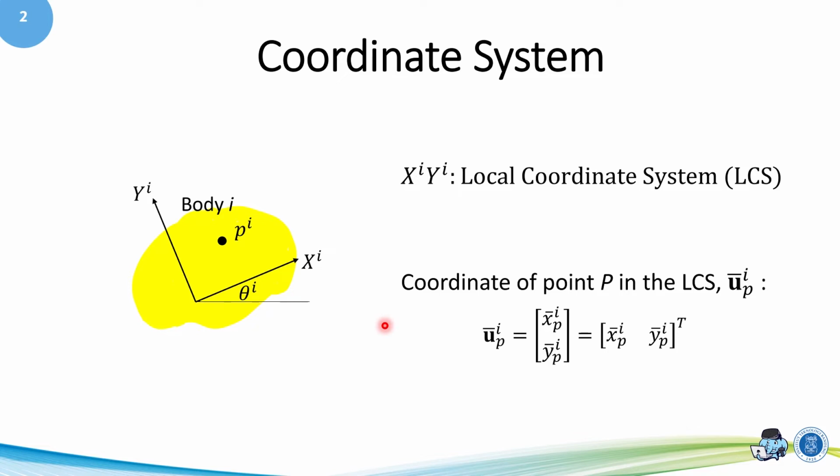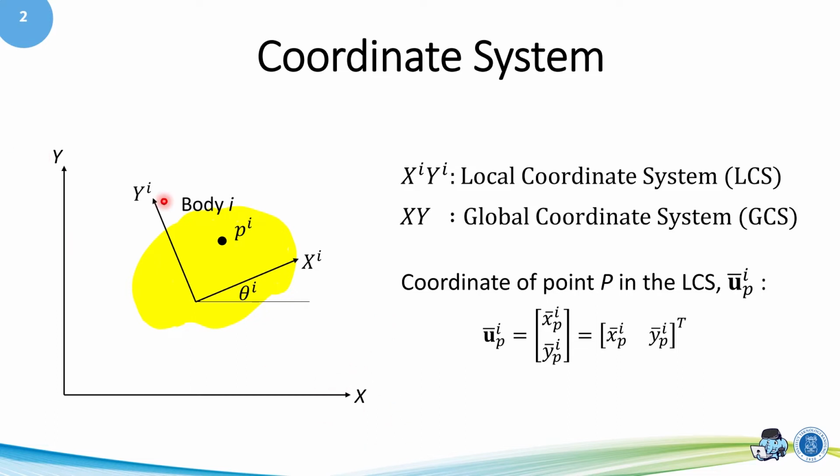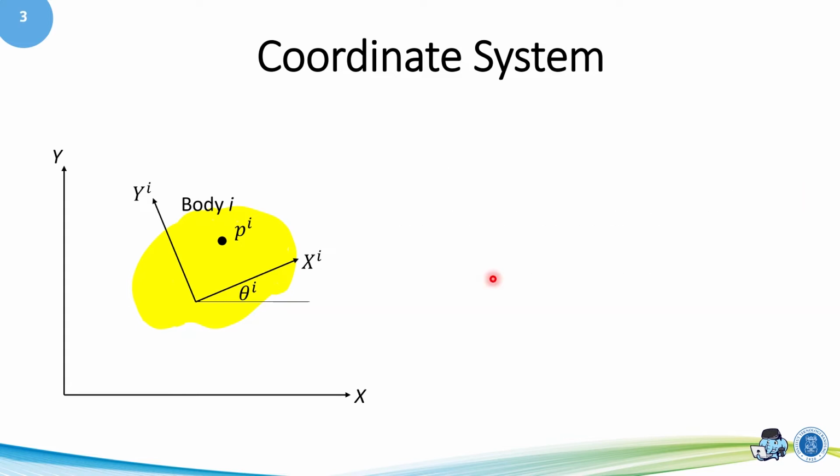Then, to specify the position of the LCS, we need a coordinate system that doesn't move at all. This coordinate system is called the global coordinate system, or here, we can say XY is the global coordinate system. So, we need two types of coordinate system to make our kinematics analysis easier. If there's no LCS, the coordinates of the point in the body are always changing, and it makes our analysis more difficult.